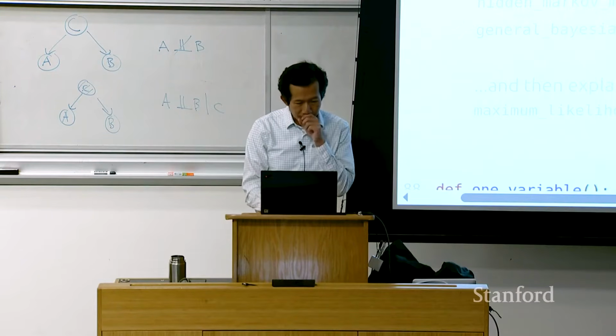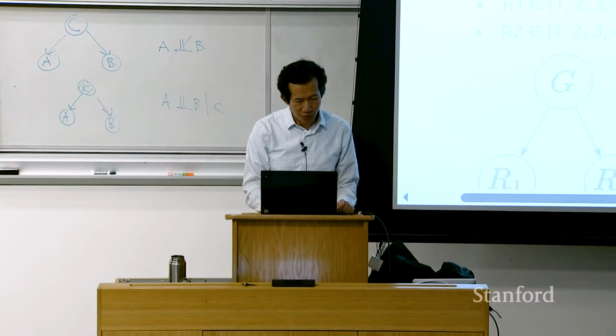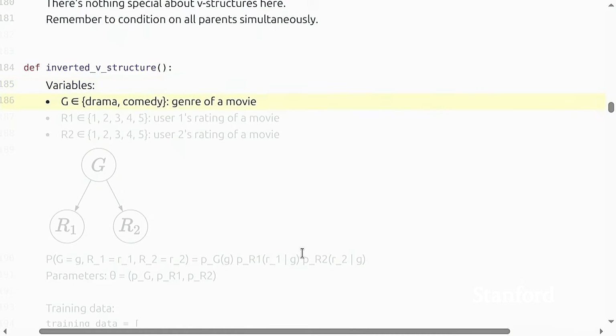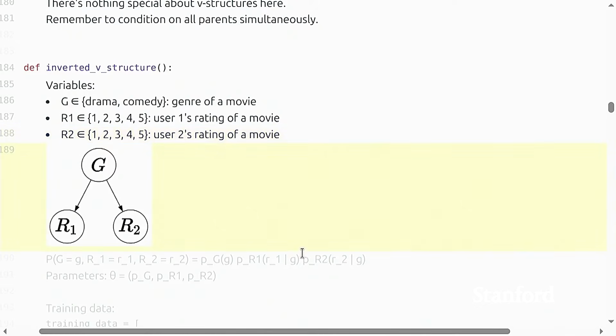So let's move on. Now let's do the other type of example, the inverted V structure. So here assume we have a genre variable, G, and then we have two users, R1 and R2, representing the ratings of the two users. And so this is what the Bayesian network looks like. I have probability of G times probability of R1 given G times probability of R2 given G. And the parameters here are one local conditional distribution for each node.